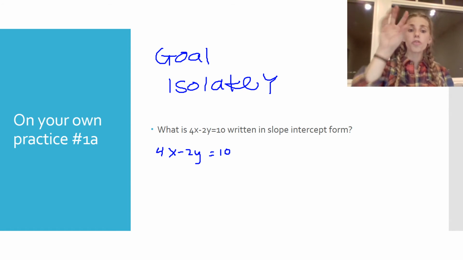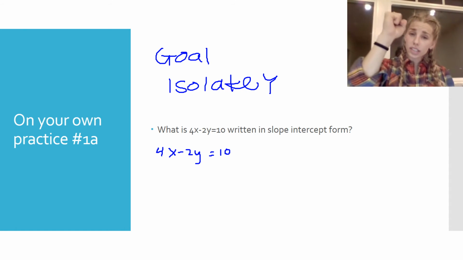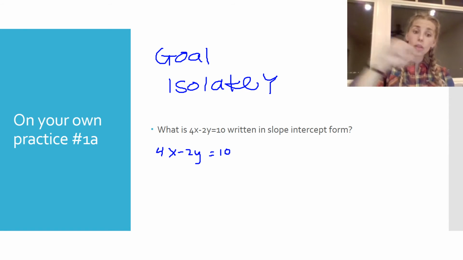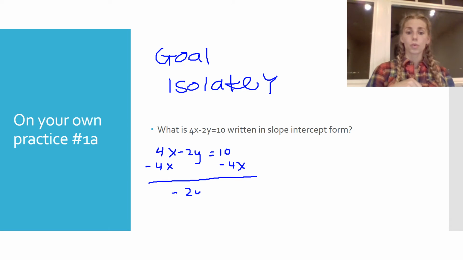So we want to move positive 4x away from the y. The 4 and the x are stuck together. We're moving them together. So we're going to do the opposite. So instead of a positive 4x, we're going to subtract 4x from both sides. So 4x minus 4x is 0. That leaves us with a negative 2y equals 10 minus 4x.